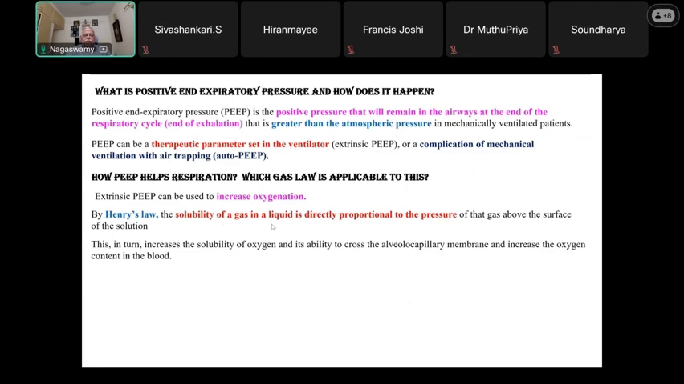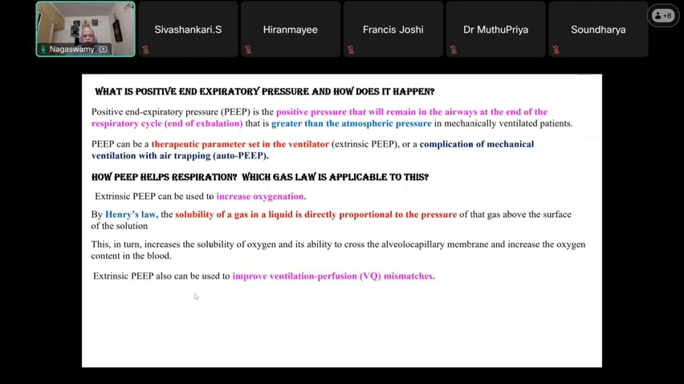How do you treat carbon monoxide poisoning? Hyperbaric oxygen. So hyperbaric oxygen also works on the principle of Henry's law. The solubility of a gas in a liquid is directly proportional to the pressure of the gas on the surface of the solution. So this increases the solubility of oxygen and its ability to cross the alveolar capillary membrane and increases the oxygen content in the blood. That is how PEEP works.